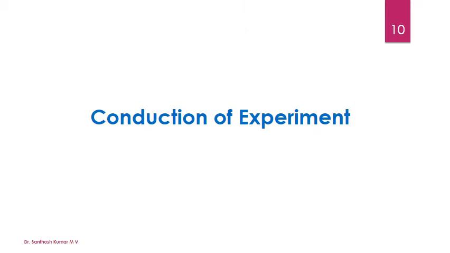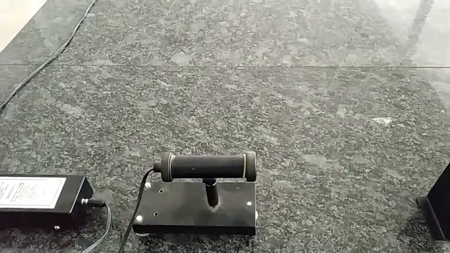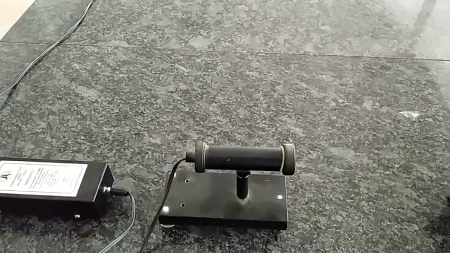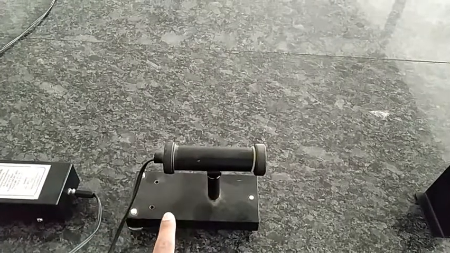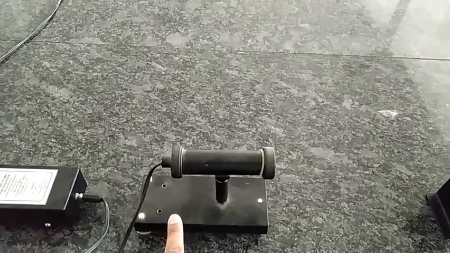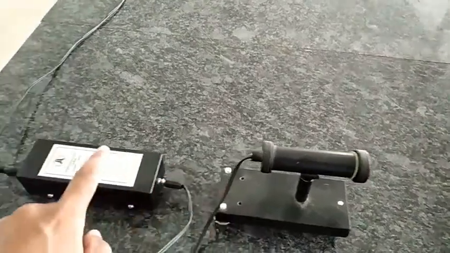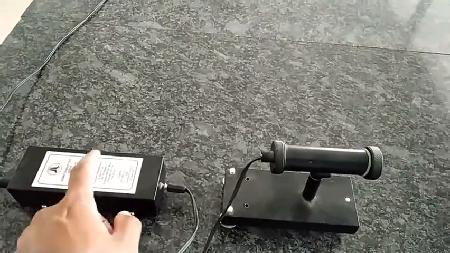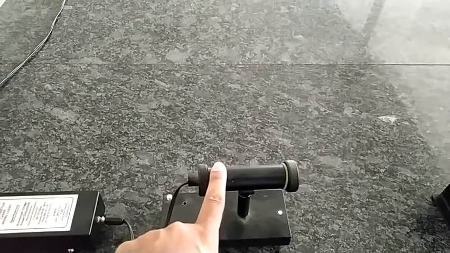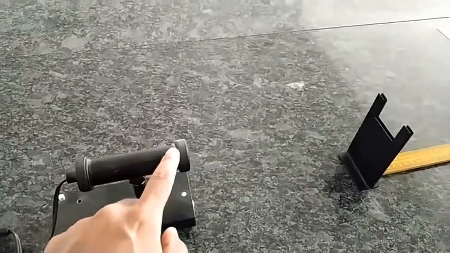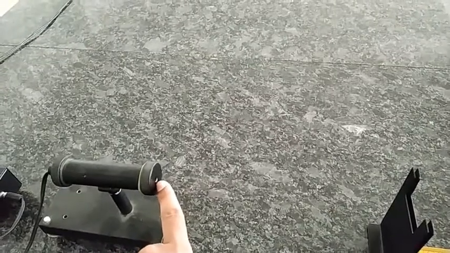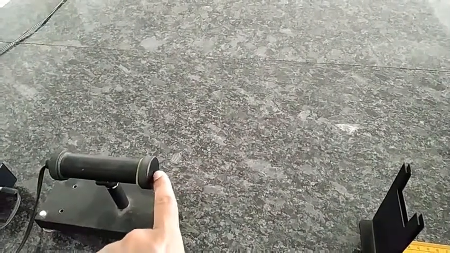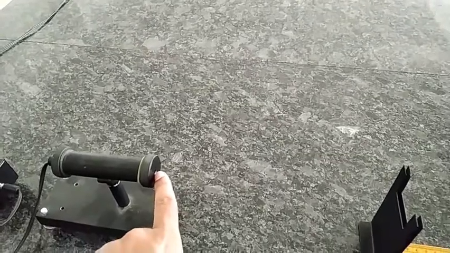Let us see the conduction of this particular experiment in the next slide. The apparatus in this experiment: this one is the laser source, called a semiconductor laser or gallium arsenide laser, and this is the power supply given to the laser. The laser generates monochromatic light that emerges out of this end. This is the plane where we can get the laser beam.